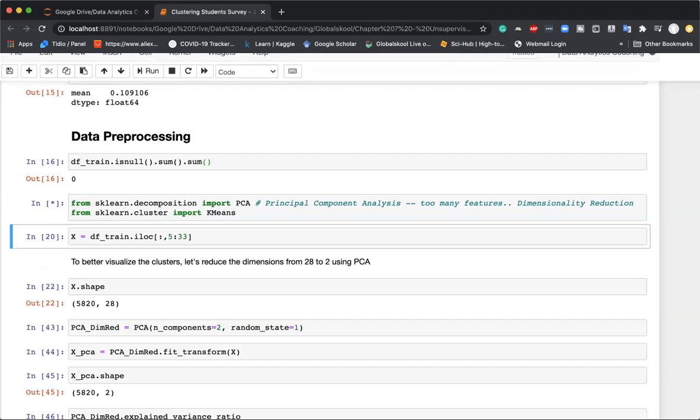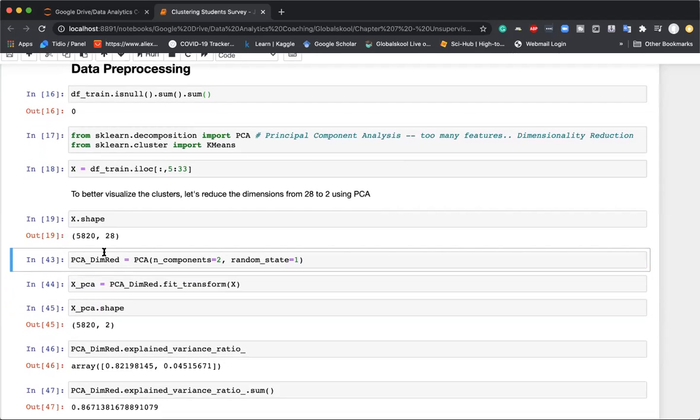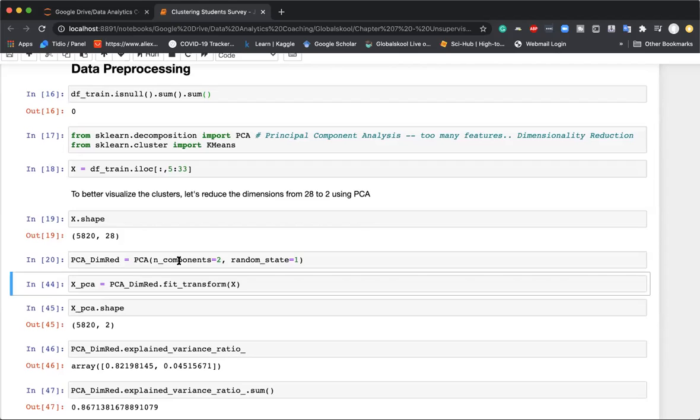Okay, so I load PCA from scikit-learn's decomposition module, and I also load k-means from scikit-learn's cluster module. We take the X, which is our entire data set for only the survey questions, features 5 to 33. If we look at x.shape, we can see that there are 28 columns for the 28 survey questions and 5,820 rows.